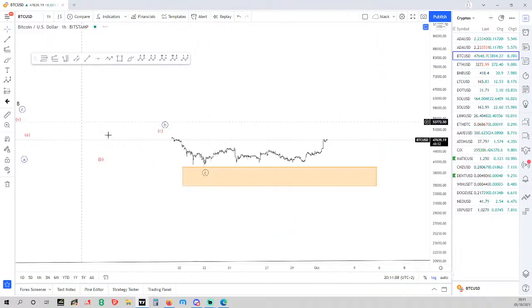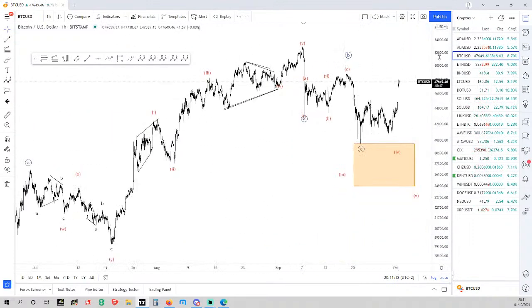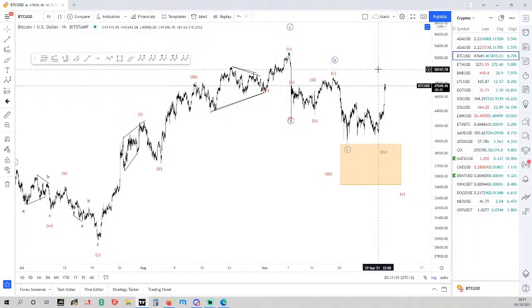So yeah, any other question on Bitcoin? Do you want to look at any other crypto? You want to look at any index? Feel free to ask.